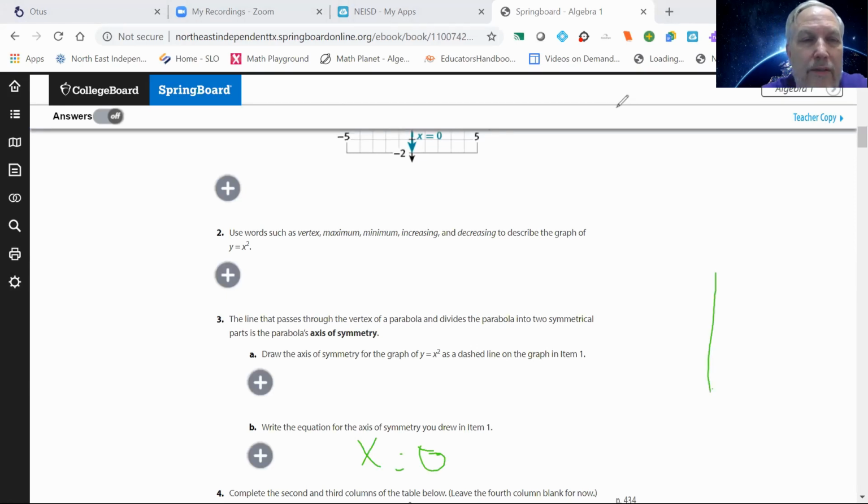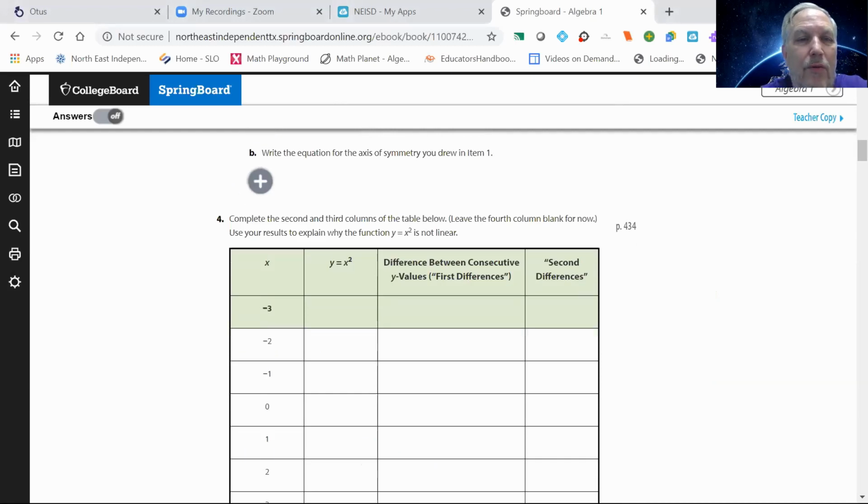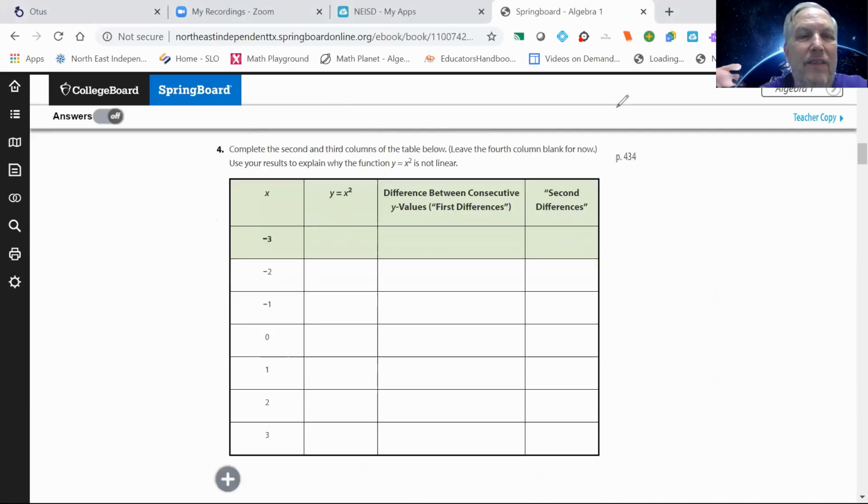All right, so let's take a look at item number 4. It says complete the second and third columns of the table below. Leave the fourth column blank for now. So we're going to go ahead and figure this out. We have x values, and these are the same numbers that we had a moment ago. -3 squared is positive 9, -2 squared is positive 4, then 1, 0, 1, 4, and 9.